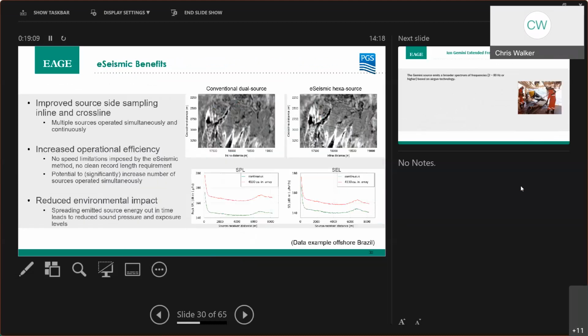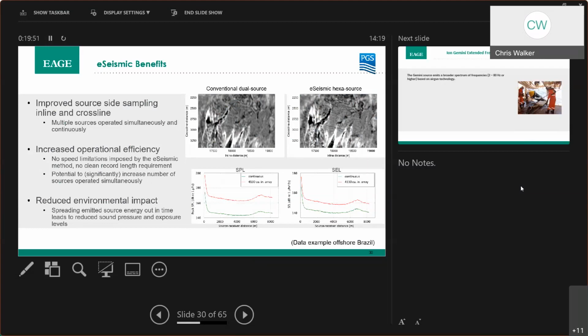So by having this continuously emitted source wave field, we can get better source side sampling. Obviously inline, because you're emitting the signals continuously, you can choose your shot interval to be as small as you like. And then by going to individual firing, closely spaced crossline sampling, you can get much better aerial sampling of the source side. We see in the graphics time slices displayed here, conventional dual source imaging with the E-seismic hexasource, showing better resolution from the hexasource data because of this improved source wave field sampling.